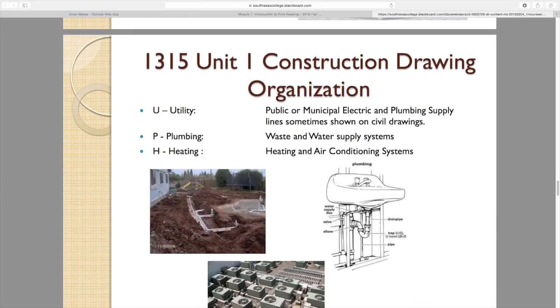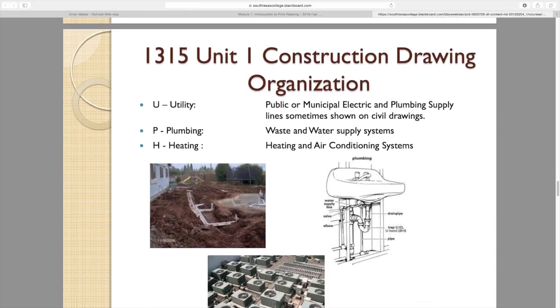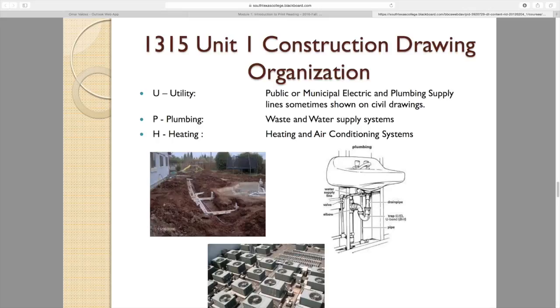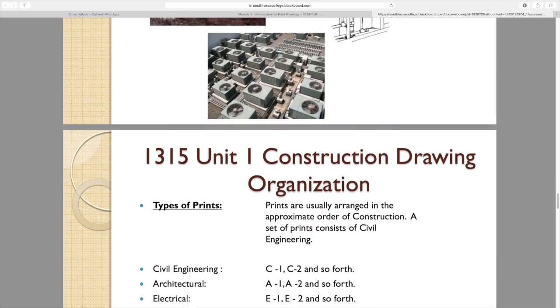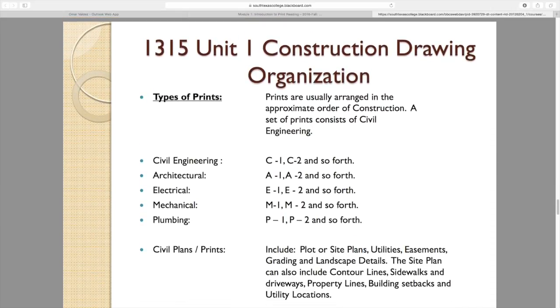And utilities, this is more to the outside, how they're going to connect to the sewer, the water from the city. You might not have this type of drawings here. This is more for big projects. And you also have a P for plumbing if you have it, and H for heating. Some of those are going to be together. It depends on the size of your project. And here you go, type of prints.